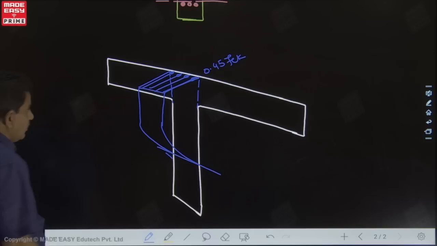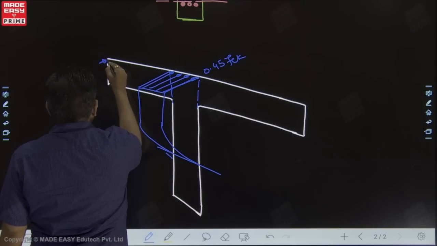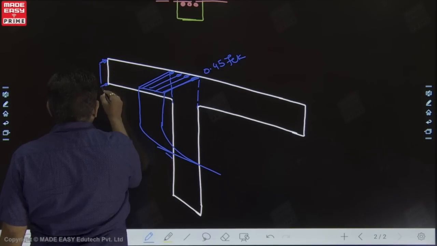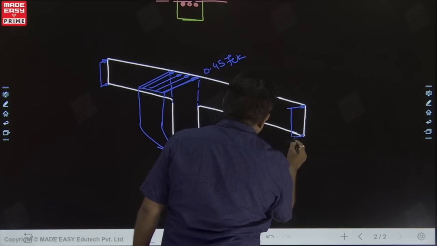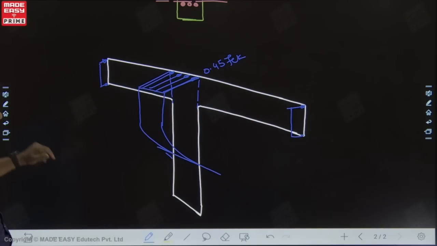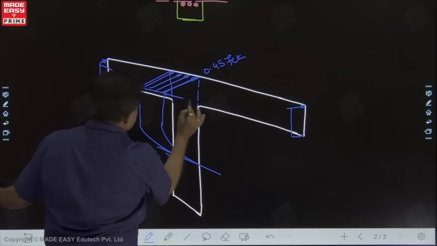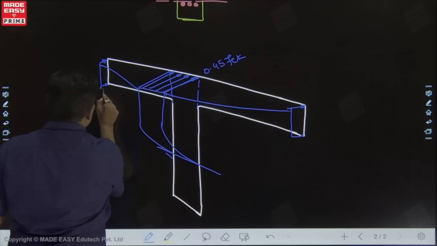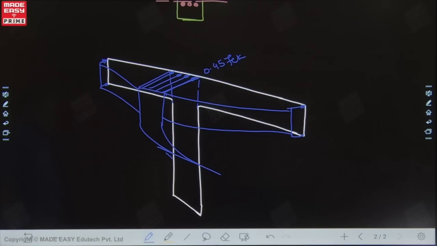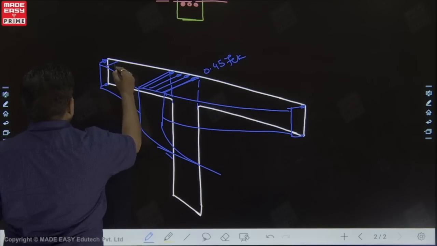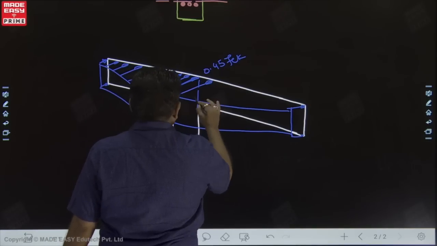But this value will not be the same everywhere. In fact, this stress here will become very less, and here also it will become very less. It may be this much only. And this stress value goes on increasing like this and decreasing like this, and then increasing and decreasing again. In this way you get the stress diagram. So stress values are not constant in the flange.